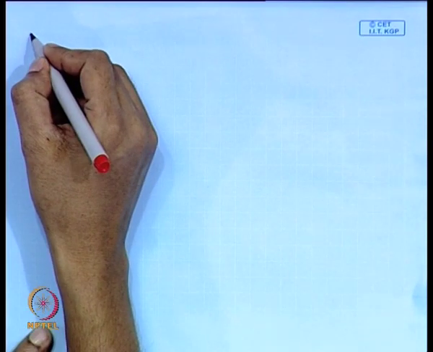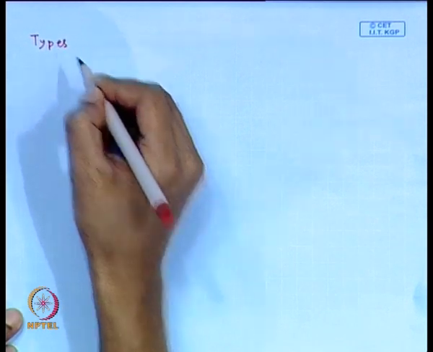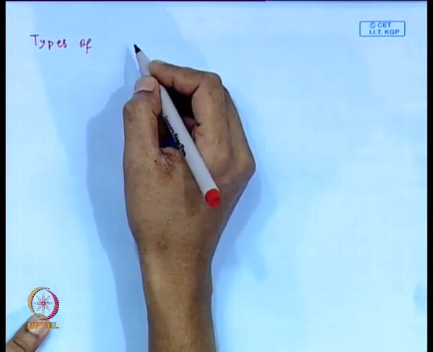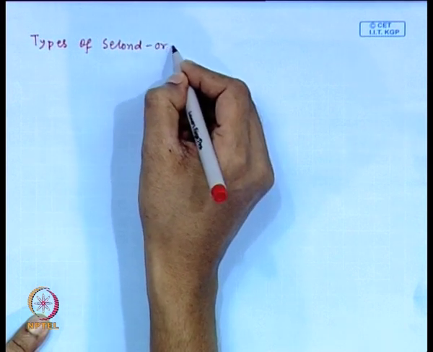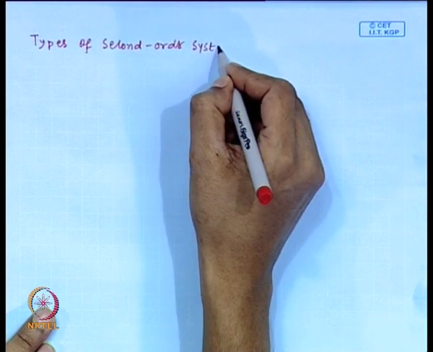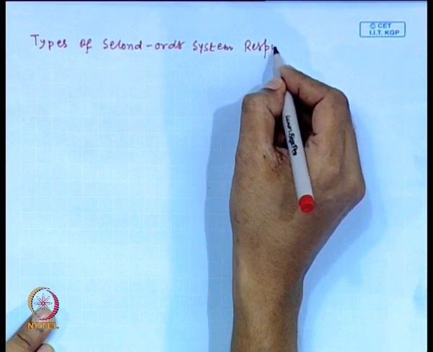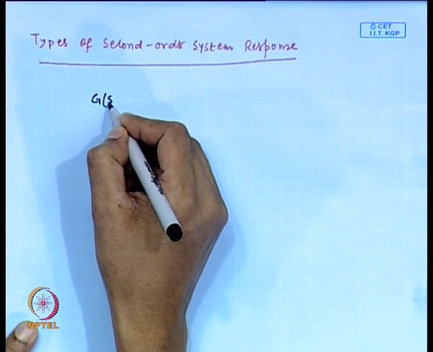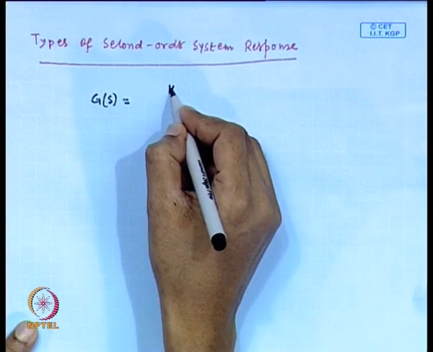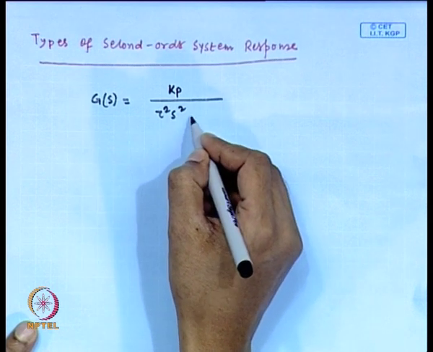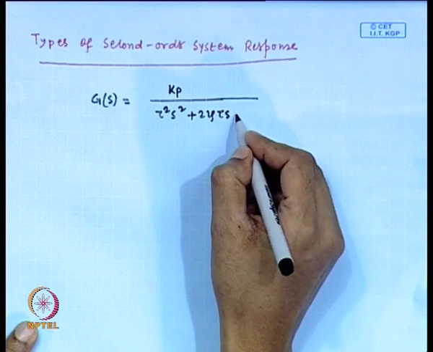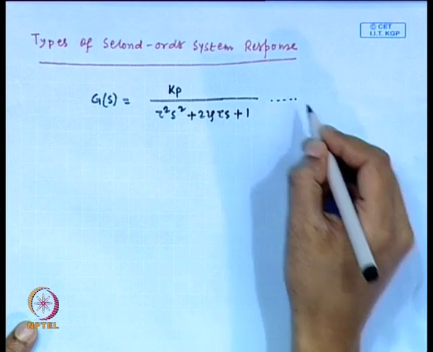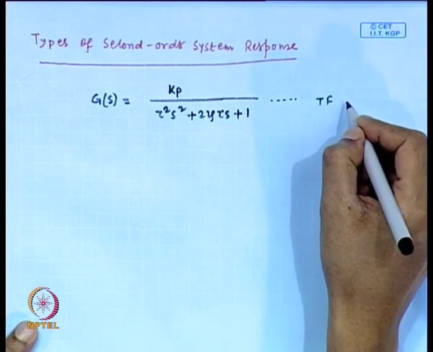Okay. Now, we will discuss the types of second order system response. So, previously we have obtained the transfer function for the second order system in general form, that is G s equals K p divided by tau square s square plus 2 zeta tau s plus 1. This transfer function we derived earlier for the second order system.